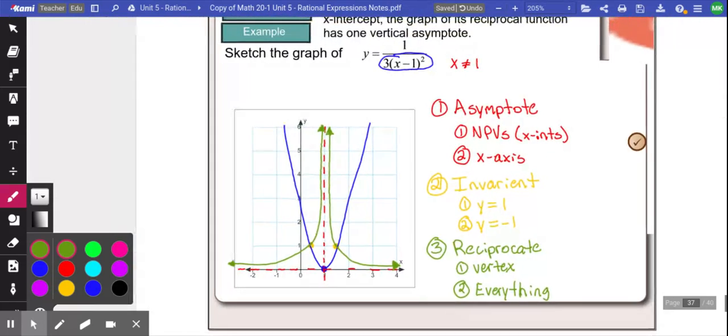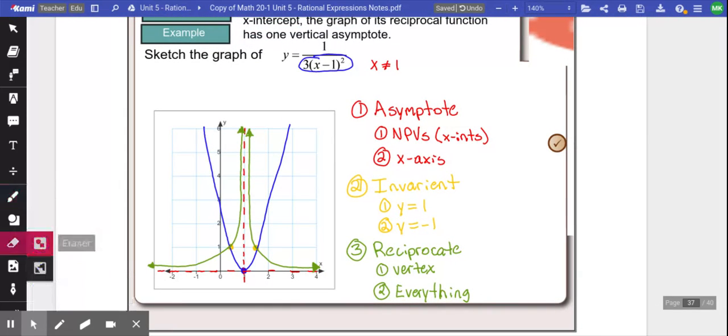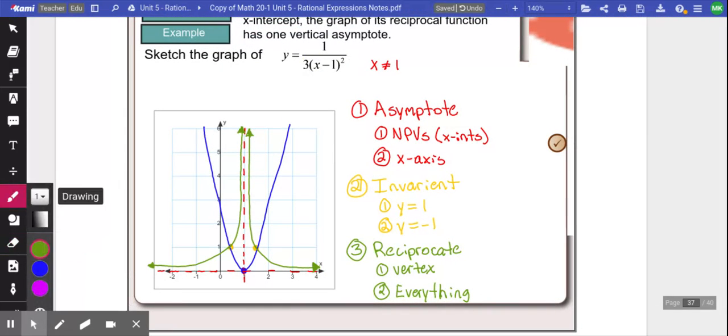It would be this thing. y equals 1 over 3 times (x minus 1) squared.